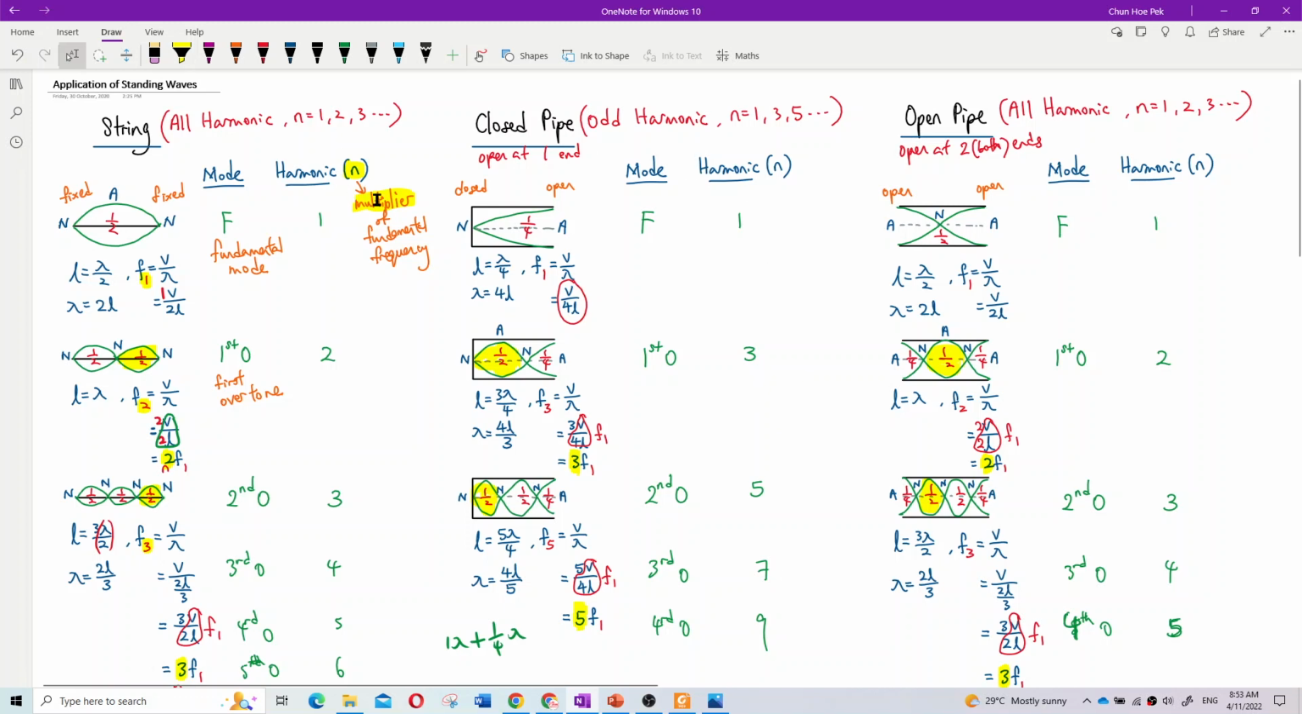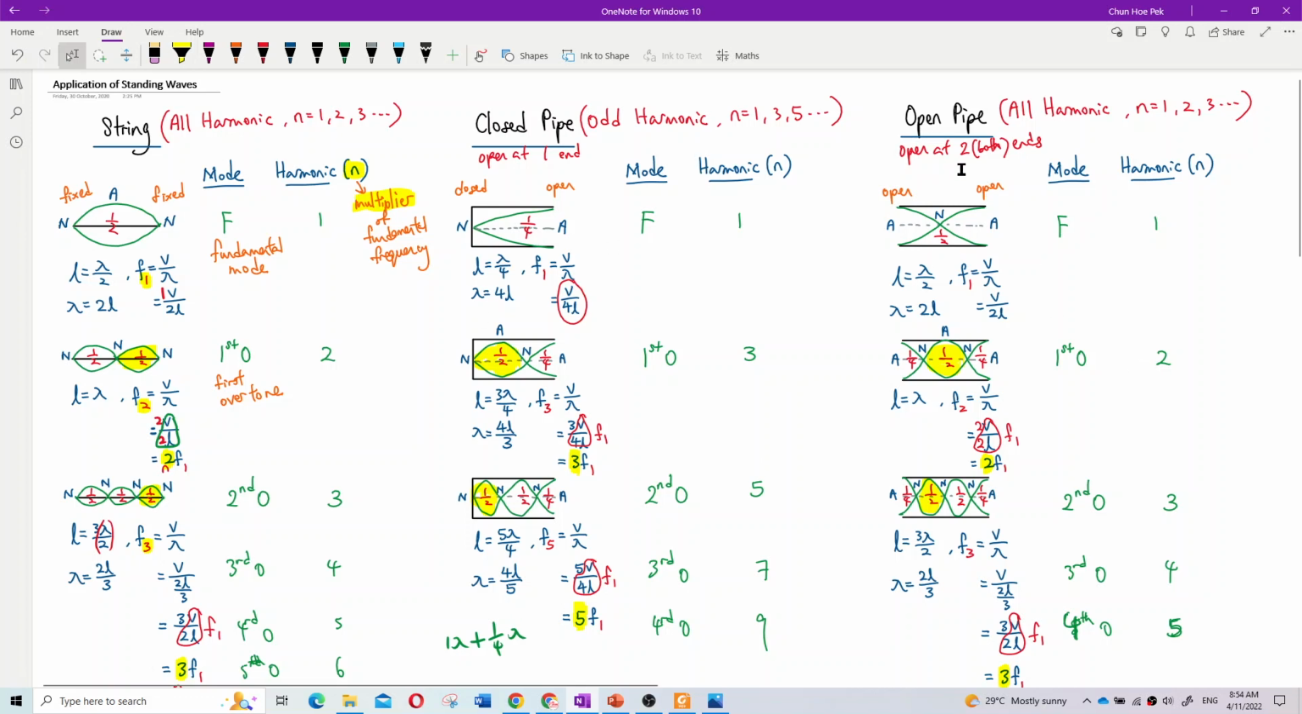Harmonic number is the multiplier of the fundamental frequency. You need to look at how many times the fundamental frequency. So in order to find the harmonic number, you need to look at the shape of the graph first. You need to derive yourself how many lambda this is, and then substitute and then compare with the fundamental frequency. Then only can you see the harmonic number. Understand or not, class? Yes, sir. Good. Okay, go to the next one.